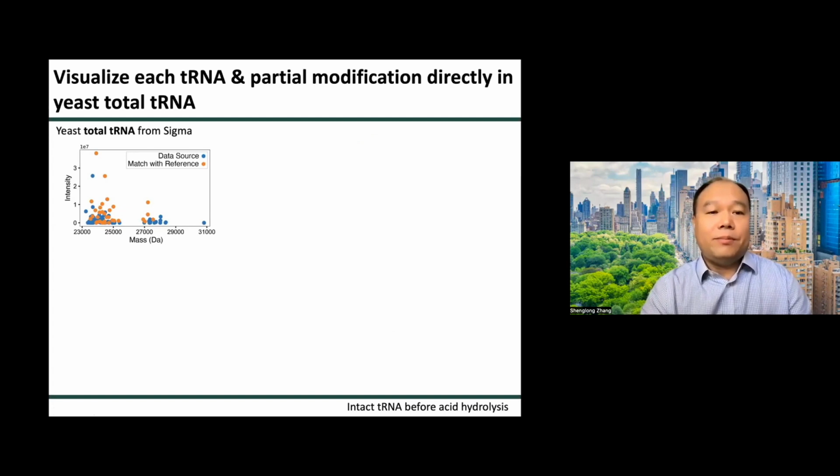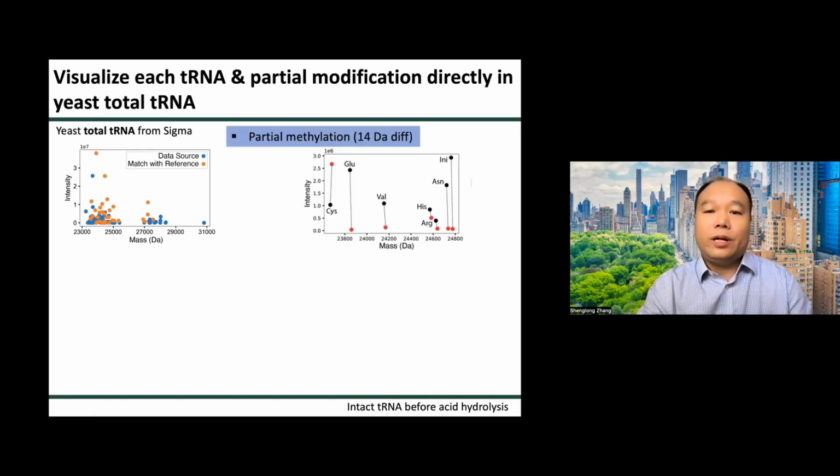Some of them matched the masses calculated from the database, so they are shown in orange. Some of them can't match the ones calculated from the database. That's mainly because the tRNA has a partial modification. For example, you can see here they have different intact mass. Their mass difference is like 14. That basically indicates a partial methylation there. And you can see that many have no partial methylation.